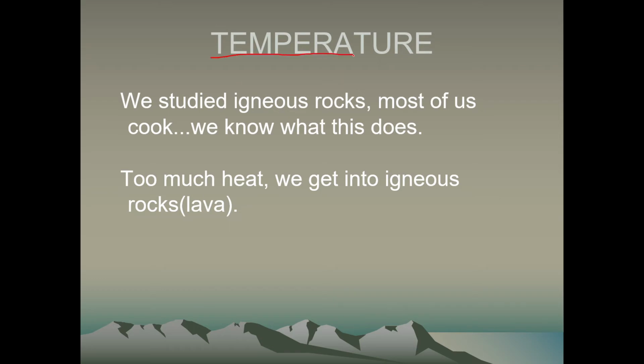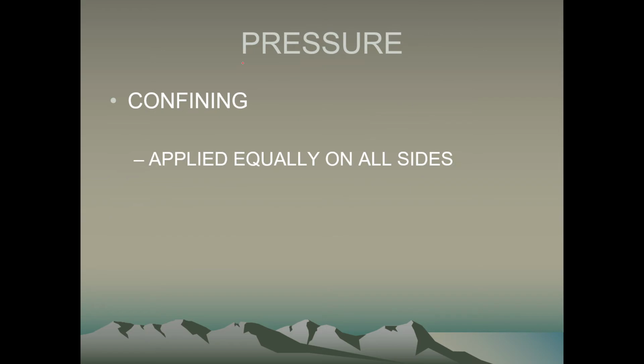So, what does temperature have to do with all of this? Well, we know igneous rocks, and if you get things hot enough, what does it do? It turns into lava, right? You get a rock hot enough, it melts. And then if you melt something and then let it recrystallize, you've got an igneous rock. So if you get it too hot, we're not dealing with metamorphic rocks anymore, we're dealing with igneous rocks. So something to remember. Pressure is the other side of the coin, or the other piece of the pie, or the other ingredient in the recipe.